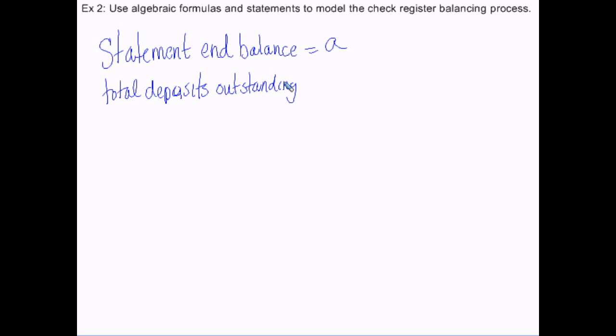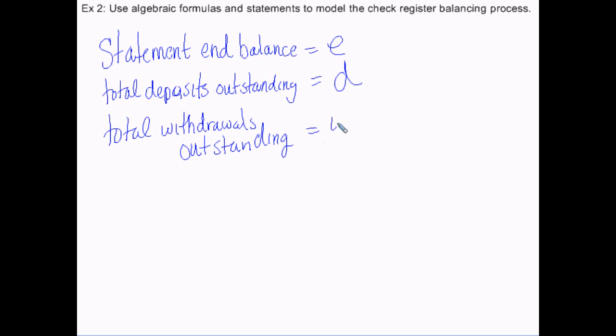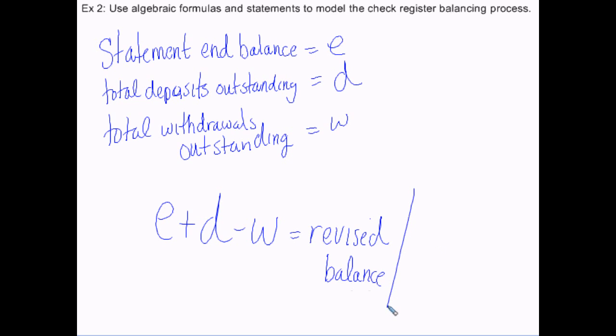Actually, you know what, let's not call it A, let's call it E so it makes more sense. E, we'll call this D for deposits. We'll call this W for withdrawals. Okay. So if you do E plus D minus W, you get the revised statement balance, which should match the register balance.